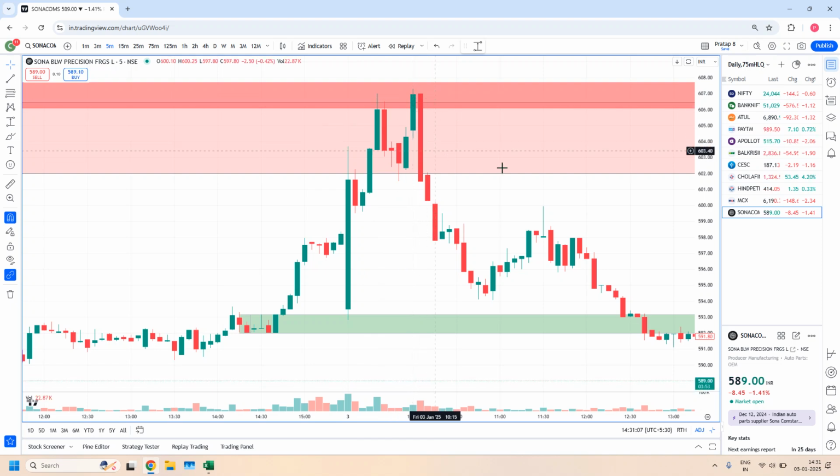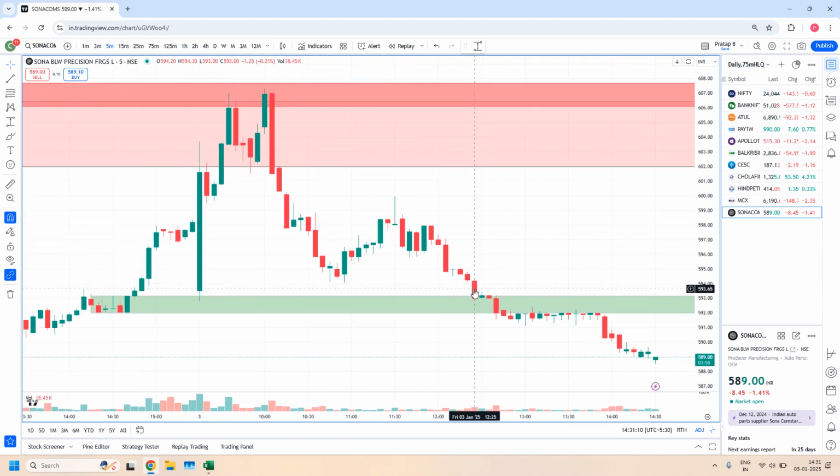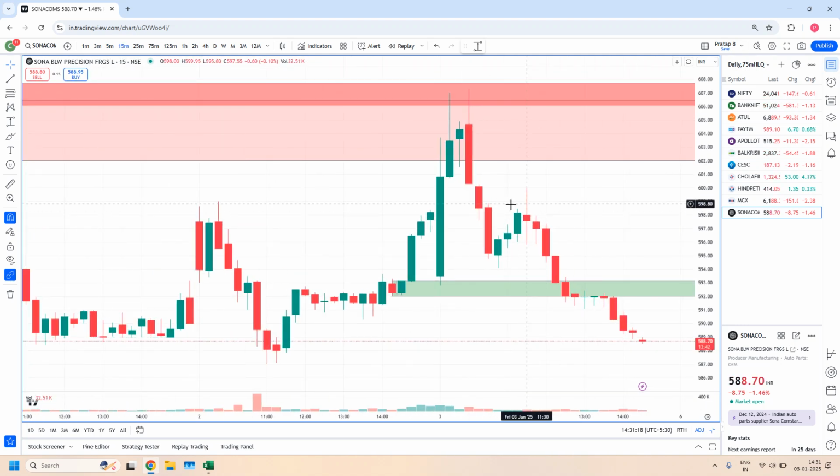And after that, see how sharply prices came, and finally at 12:25 it reached the 15 minutes target. Here we have a 15-minute zone. We have a rally base rally.